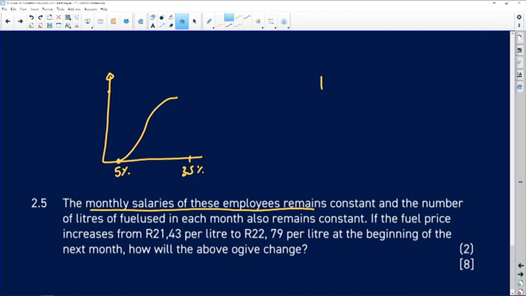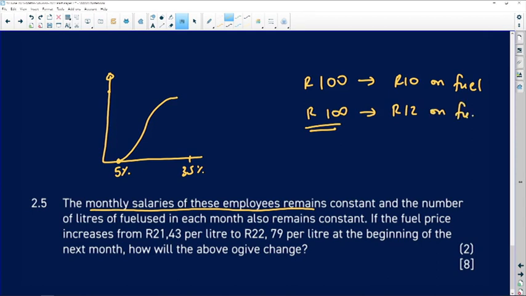So that means if you had 100 rands, okay, and you're spending 10% of 100 rands, which is 10 rands, on fuel, okay, that's 10%, 10 rands on fuel. But now the price increases. Now you have to spend 12 rands from the same amount. Your salary did not change. It still stays the same. Now you have to spend more money because the fuel price has increased. You're now spending 12 rands.